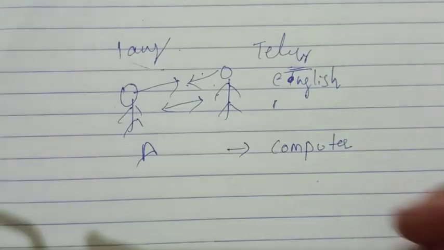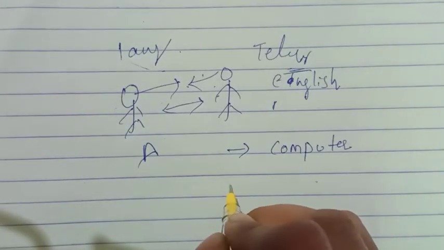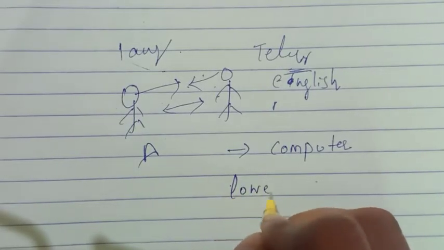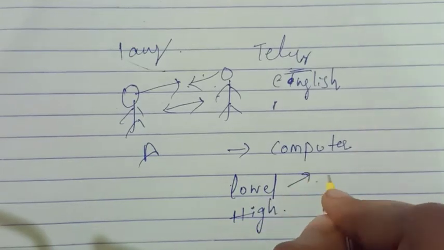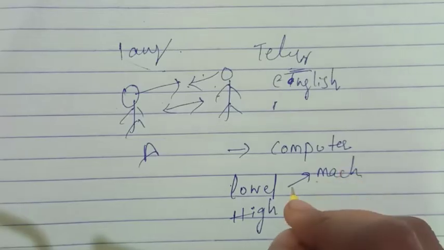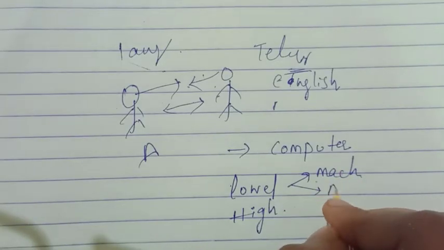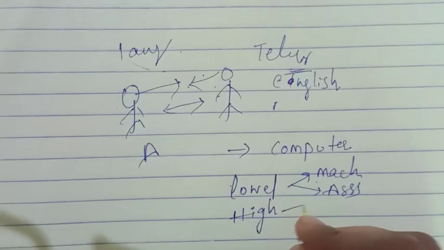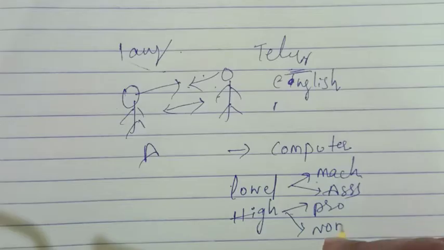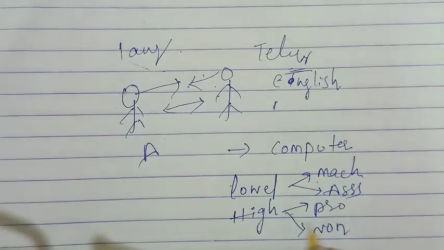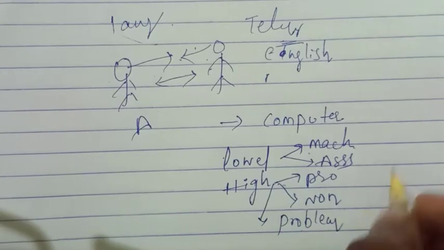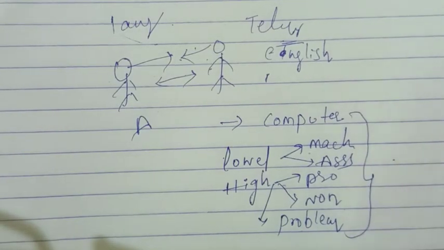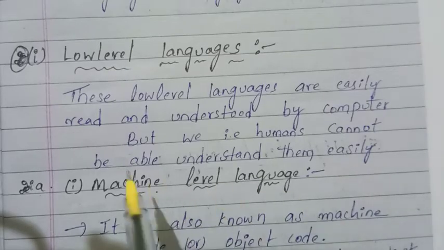We discussed that we have two types of computer languages, that is low level languages and high level languages, right? In that, low level languages are of two types, that is machine level language and assembly level language. And high level languages are of three types, that is procedural, non-procedural and problem oriented. So let us know about all these one by one here.